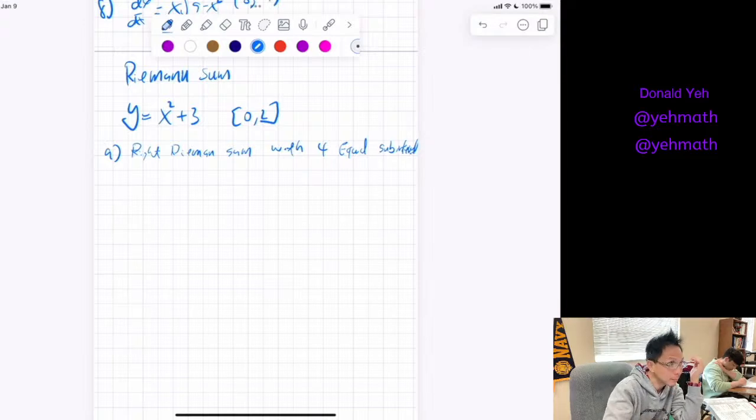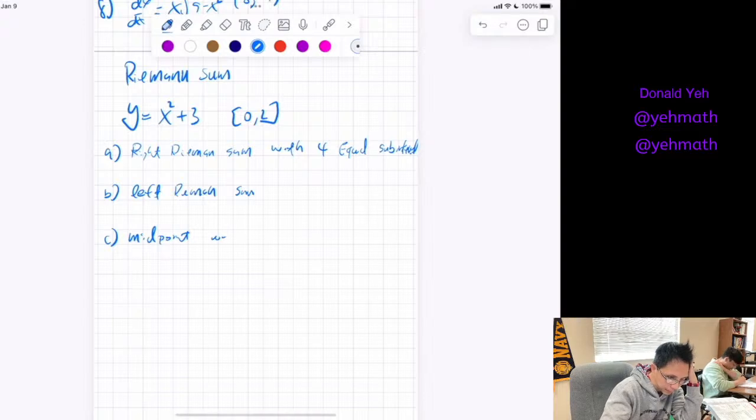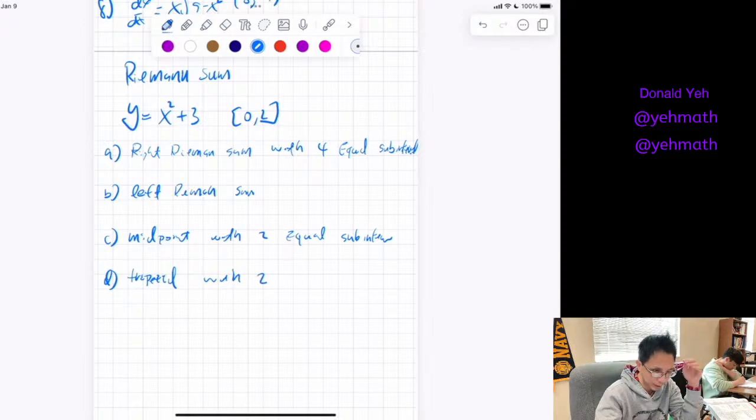Do you know how to do that? Do you know how to do left? Do you know how to do a midpoint with 2 equal subintervals? Can you do trapezoid with 2 equal subintervals? Do you know how to do that? This is on your homework from the day before. 2 days before, right?